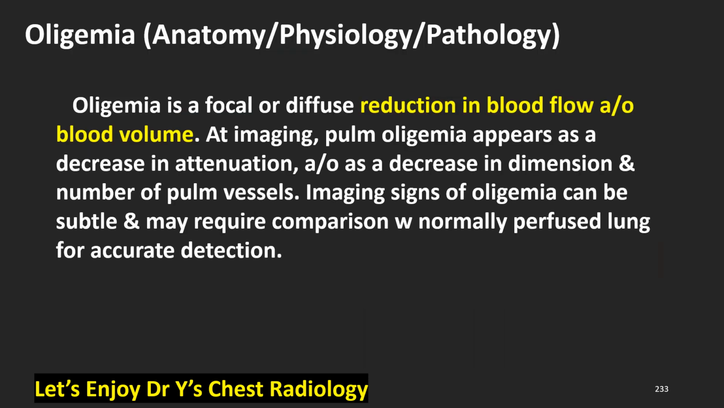Oligemia, anatomy, physiology, pathology. Oligemia is a focal or diffuse reduction in blood flow and/or blood volume. At imaging, pulmonary oligemia appears as a decrease in attenuation and/or as a decrease in dimension and number of pulmonary vessels. Imaging signs of oligemia can be subtle and may require comparison with normally perfused lung for accurate detection.